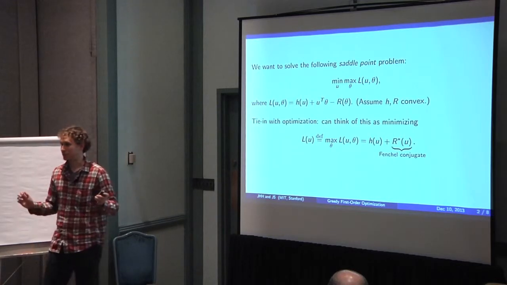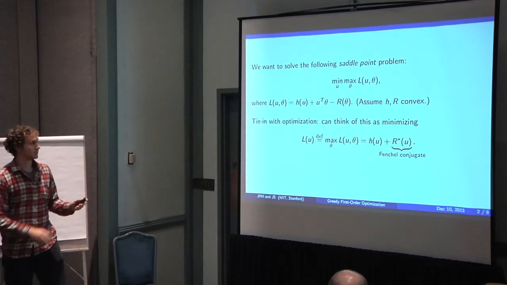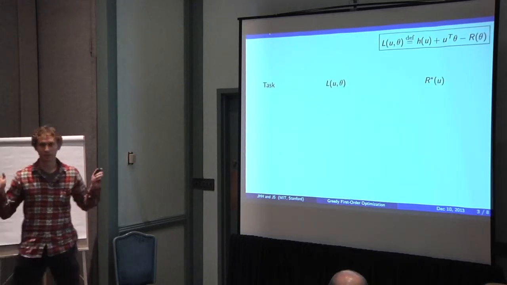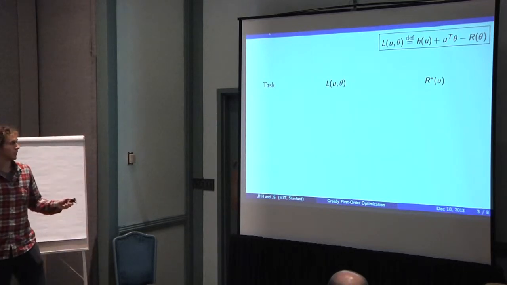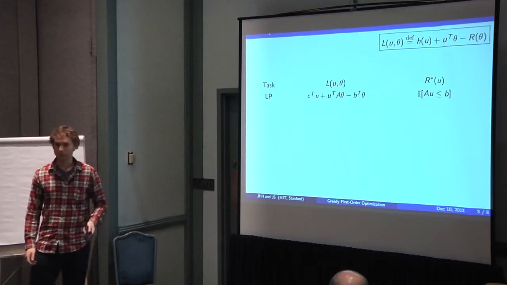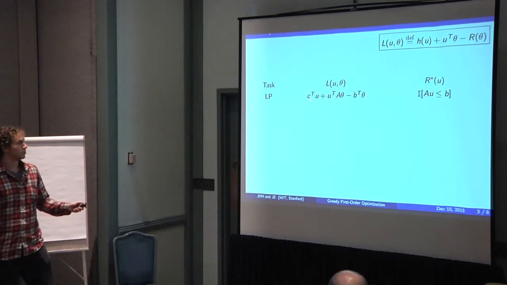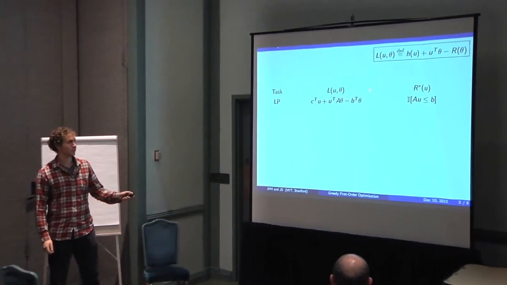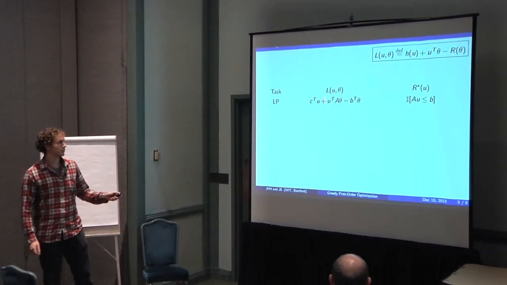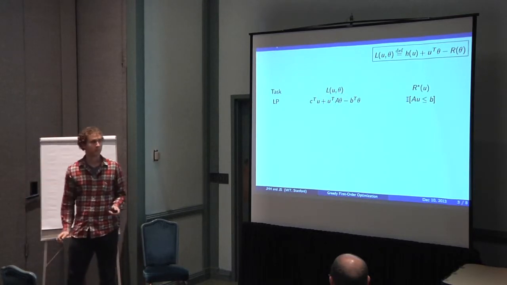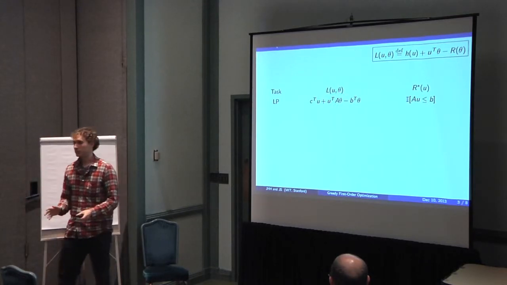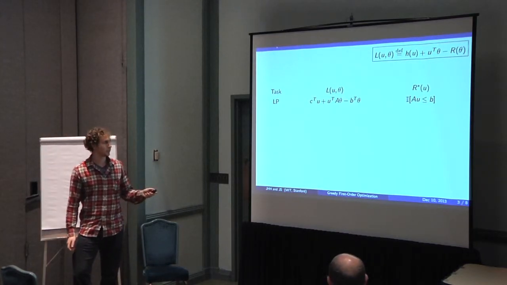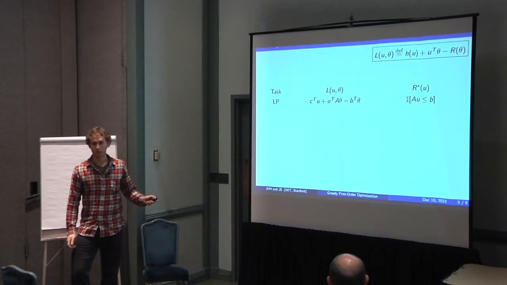So earlier at the poster, someone asked a very good question, which is, why should we care about this problem? Here's a bunch of problems that can be cast in this framework. First, you get LPs pretty straightforwardly. If we just make everything linear, so H is c transpose u, R is negative b transpose theta, and then we have u transpose A theta as the interaction term, then what we get is just a standard LP. We're maximizing c transpose u subject to the constraint that Au is less than or equal to b.